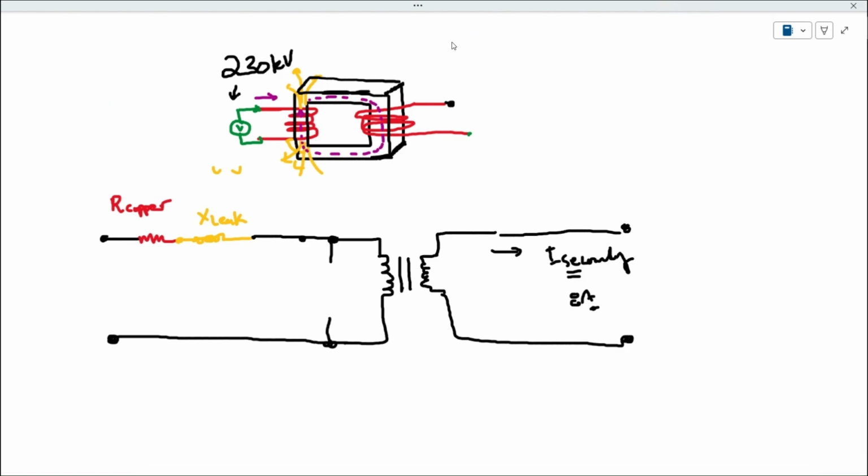All right, so now in this video, let's talk about some of the remaining losses that occur in the transformer. We've already talked about the copper losses and the leakage current losses. Refer to the other videos if you want to learn more.